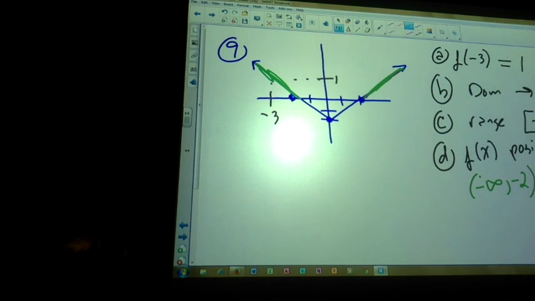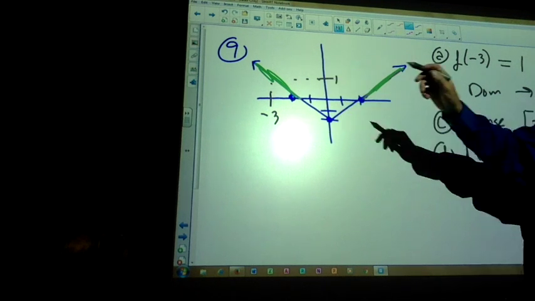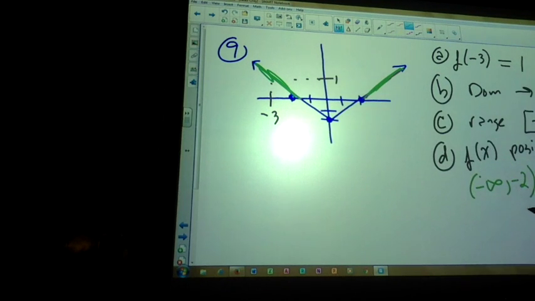Why is it 2 and not 3? Actually, your answer is partially right on this. If I include negative 2, this is 0, which is not positive. Yeah, zero is not positive. Or it's 2. And then where's it going from 2? 2, comma infinity. So this is where the graph is above the x-axis.